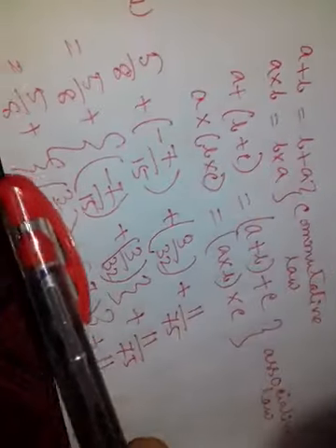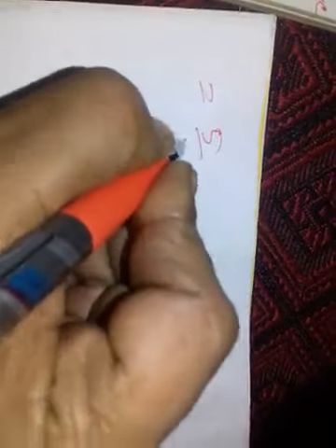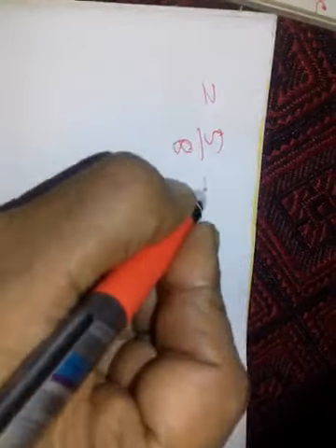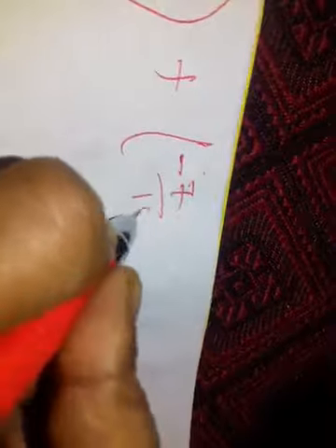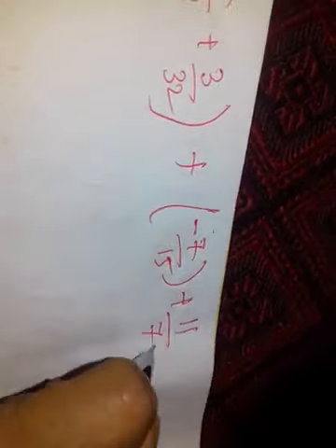So we can write 5 by 8 plus 3 by 32, plus minus 7 by 15 plus 11 by 75.